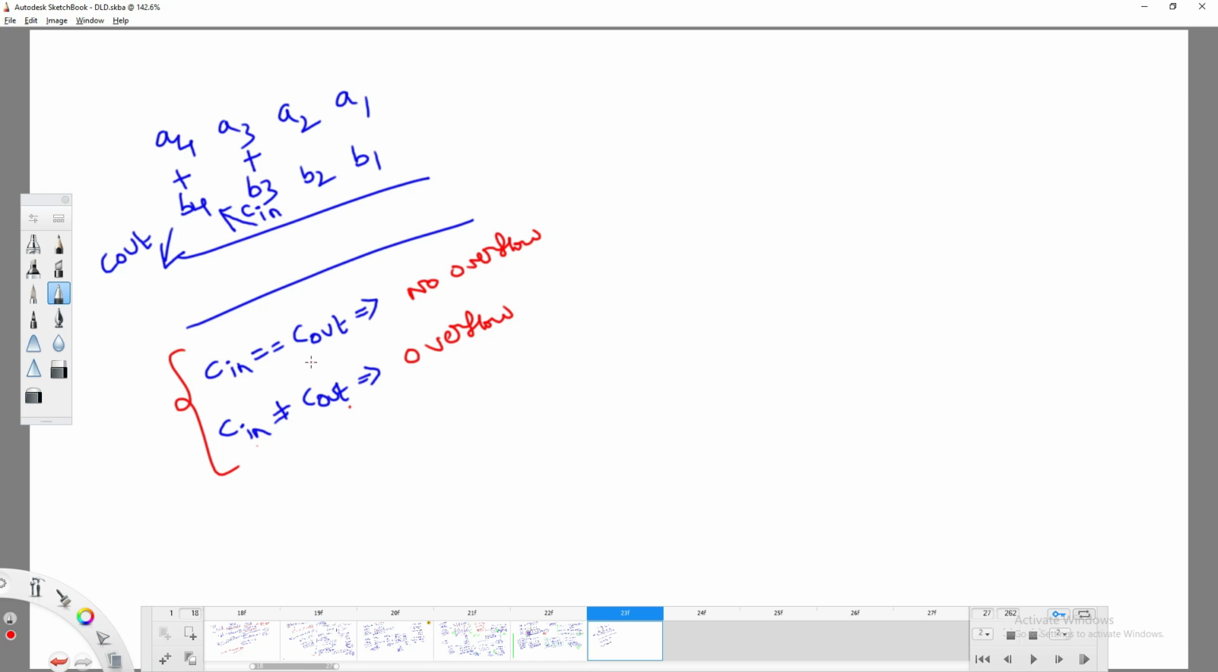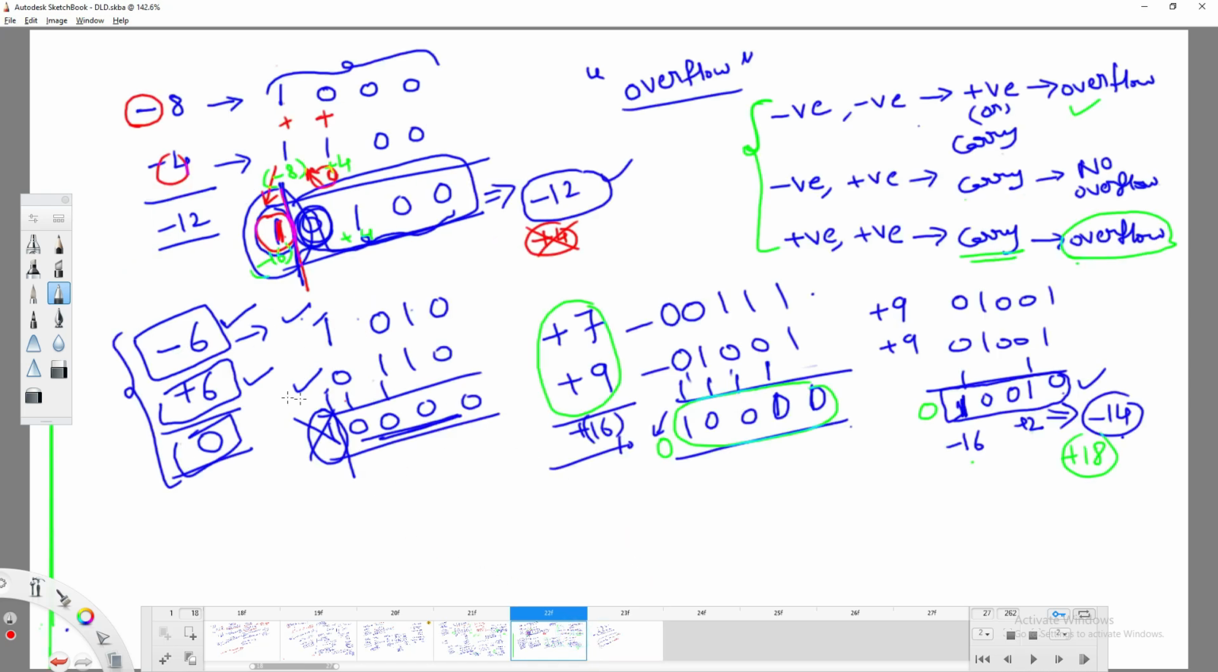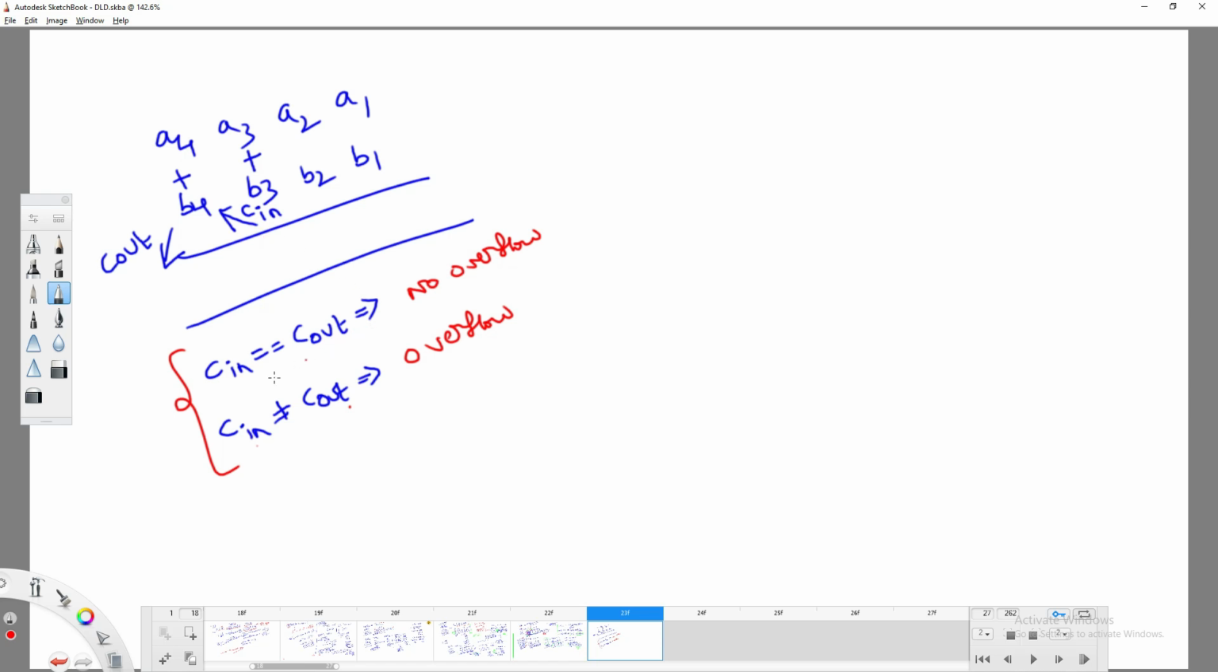In the earlier approach, you required three comparisons to decide whether overflow occurred or not. One is whether the first number is negative or positive, second whether the second number is negative or positive, and third whether the result is negative or positive. Based on these three conditions you define overflow. But in this particular case, you simply check two parameters. First one condition is this and second condition is this. With the help of these two conditions I can define whether overflow occurred or not. So that is the advantage of this one.